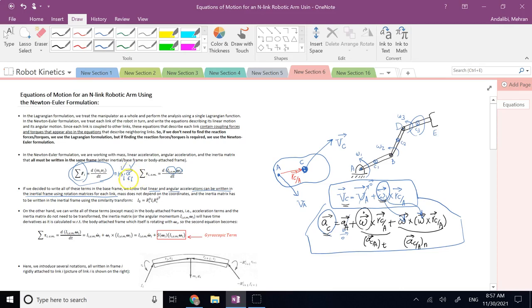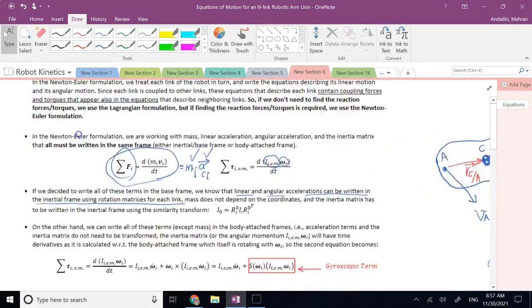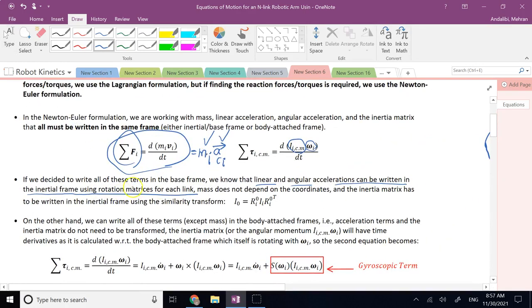So definitely, if this acceleration is somehow measured in a body attached frame, you multiply it by the rotation matrix of that link, take it to the base frame. If everything is already written in base frame, then you're good. But we always have the option of what? Multiplying any entity that is written in the body frame by a rotation matrix, and take it to the base frame. Mass does not depend on which frame you're using, right?